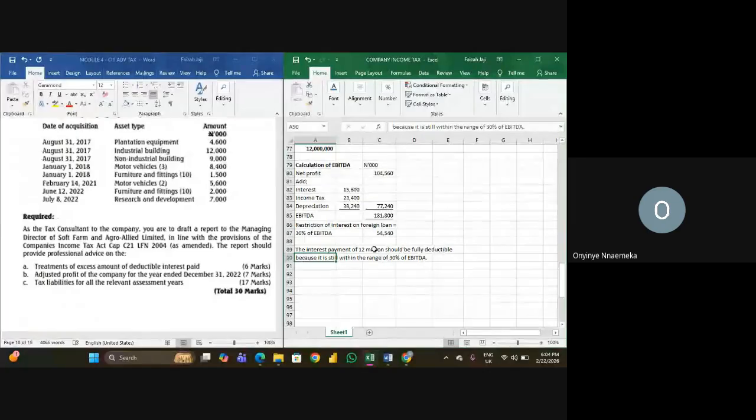So that's for A. I was explaining how you write your report. The report is expected to be written as a tax consultant, and you have a company letterhead.